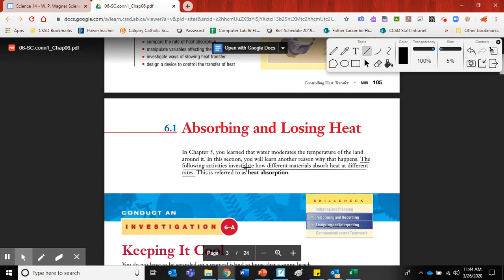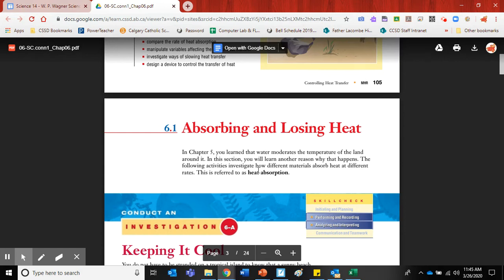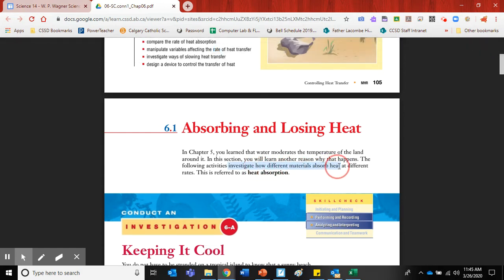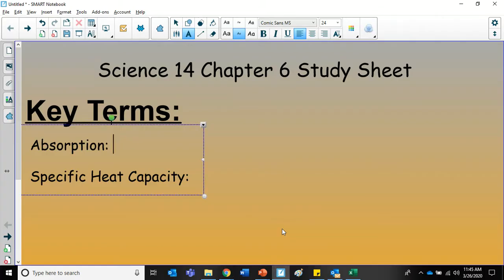The following activities will investigate... Oh, okay, that's fine. Don't need to add that to my study sheet, but here's the important part: how different materials will actually absorb heat at different rates. Okay, there's my important part. How different materials absorb heat at different rates. And that's what I'm going to put.